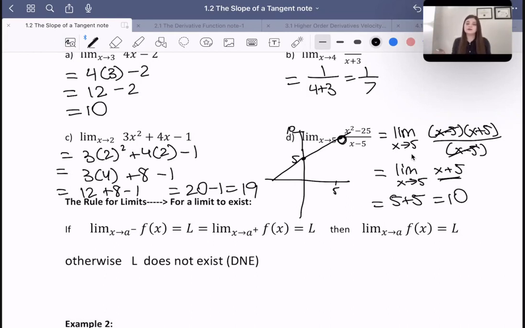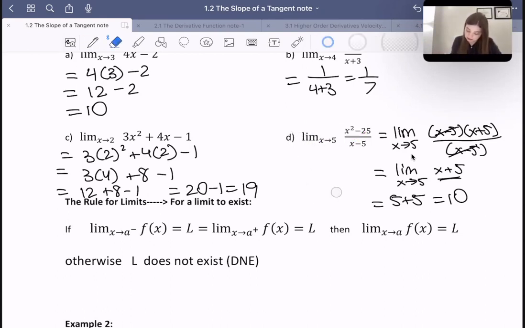So you might notice how all the surrounding areas get really, really close, approaching 10, right? Even though f of 5 is not 10. f of 5 is undefined because there's a hole there. So that's kind of the idea I want to get across.